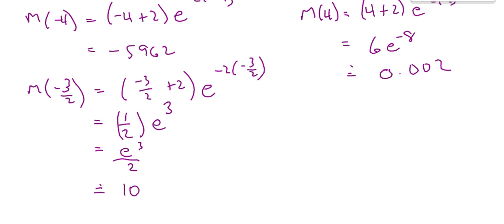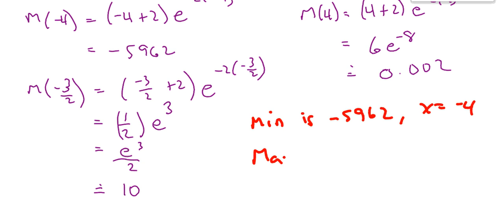So when I look at this, where are the maximums and minimums? Obviously the minimum is about negative 5962, right? That's a pretty small number. And that occurs at x equals negative 4. And the maximum is about 10, but I'll write the exact one just because I like to be fancy. And that occurs at negative 3/2.